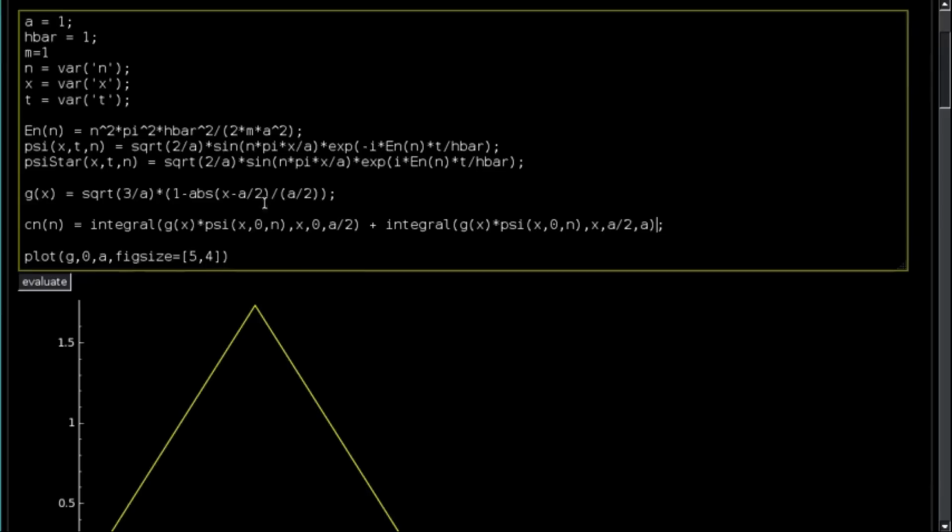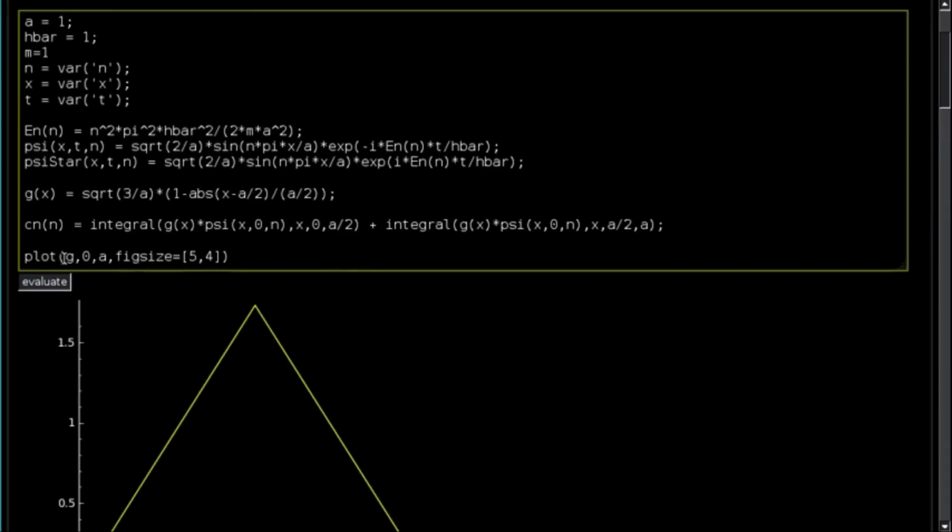Now I've left off the psi stars, but since I'm evaluating at time t equals 0, it doesn't matter. Psi is equal to psi star at t equals 0. I did have to split up the integral from 0 to a over 2 and a over 2 to a, because otherwise Sage got a little too complicated in terms of what it thought the integral should be.